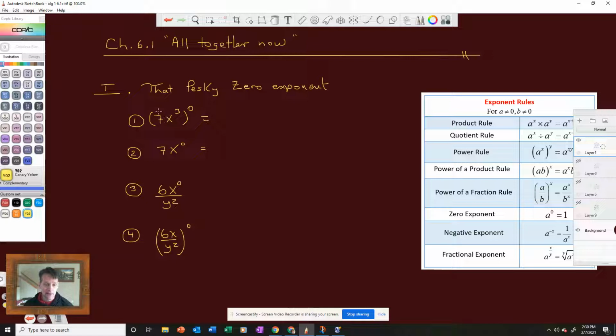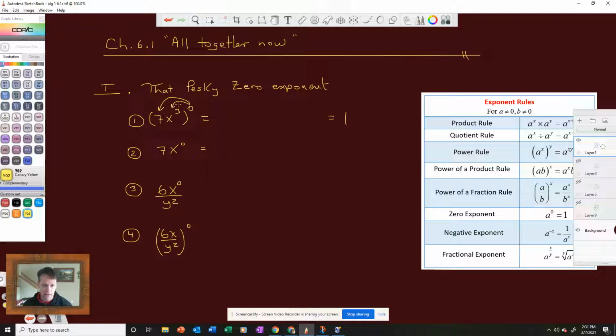All right, this first guy. What about if you have parentheses around an expression like 7x to the third, and that whole thing is the 0 power? What would the answer be there? Well, it would actually simply equal 1. That is because that 0 exponent, because there are parentheses here, applies to everything inside the parentheses. So in a sense, you can kind of distribute this 0 to both of these terms.